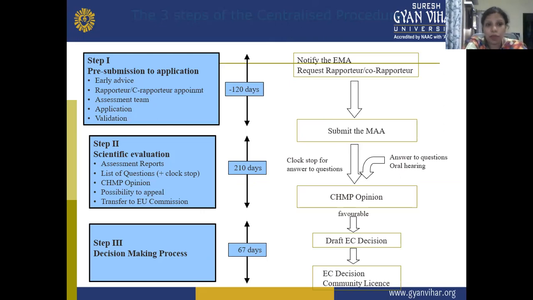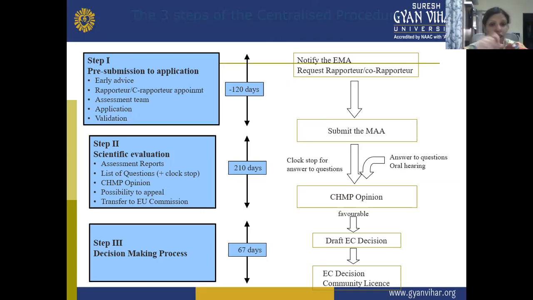In this, the first step is the pre-submission of applications. Pre-submission of the application involves early advice, so first of all you have to take advice related to the submission. Then the rapporteur or co-rapporteur appointment should be there, which regulates all these submission related issues. Then you have to make an assessment team, then file the application, then validate it. So all these things are there for the pre-submission of the application for the centralized procedure.